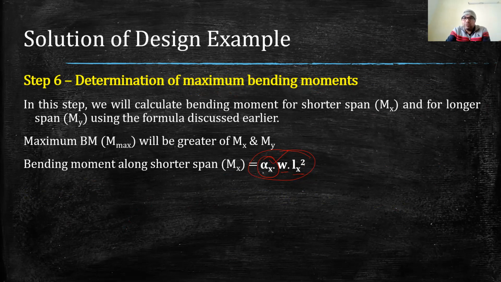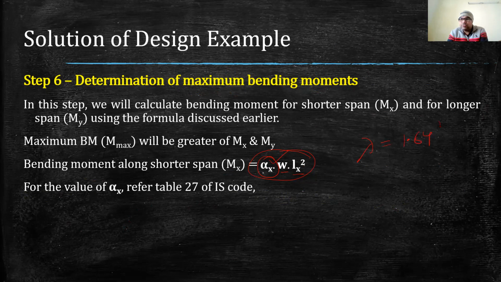So now we will go to the IS code, and because this alpha x is dependent on the aspect ratio, that is also being calculated. So the aspect ratio here is 1.64. So what will be the value of alpha x for 1.64? That we will see on the IS code. So now I am showing you that code.